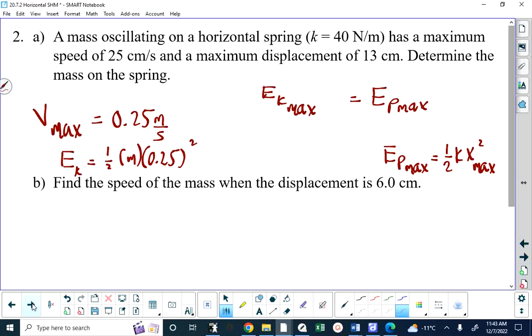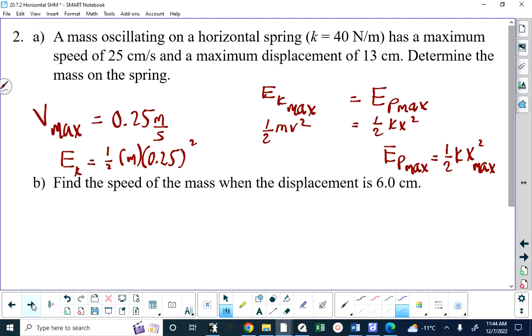Right, because at the maximum displacement, just like the pendulum, it stops. If it stops, it has no motion, and if it has no motion, it has no kinetic energy, which means all of the mechanical energy is tied up temporarily in potential. So we're just going to set these two things equal to each other again. You're going to have 1/2 mv squared equals 1/2 kx squared, and we know all of the numbers except for m.